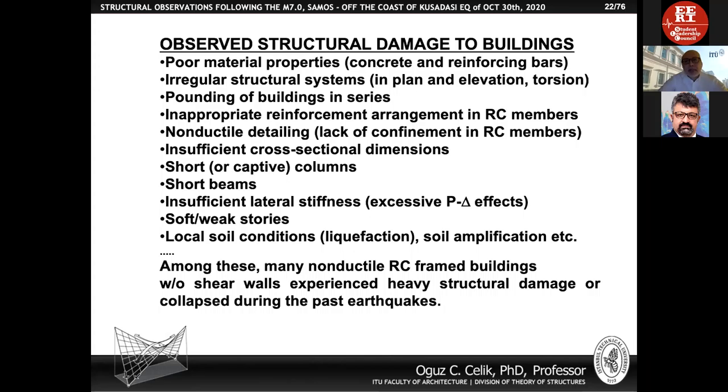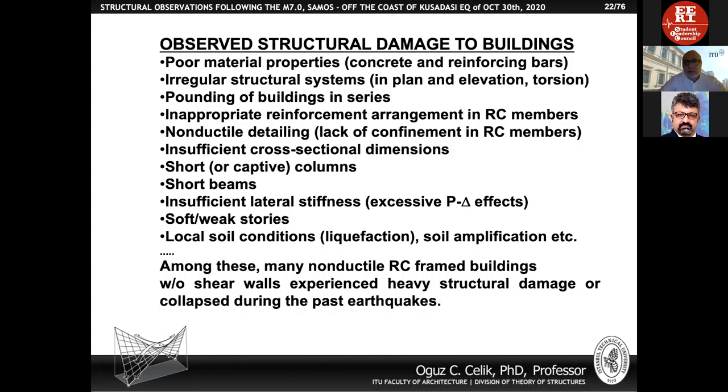So these are really observed damage to buildings. The first one would be poor material properties, concrete and reinforcing bars. For example, there's a study on the average concrete strength in Turkey, especially for low to mid-rise buildings. It's about 9.5 megapascal, about 10 megapascal, and the minimum standard right now in the code is 25 megapascal. So there's a very serious reduction in the material properties. Again, in reinforcing bars, in older buildings we used some rebars that were not high strength. They were plain rebars, and they had some problems regarding their bond, as you know.